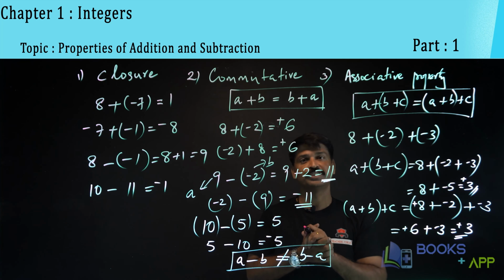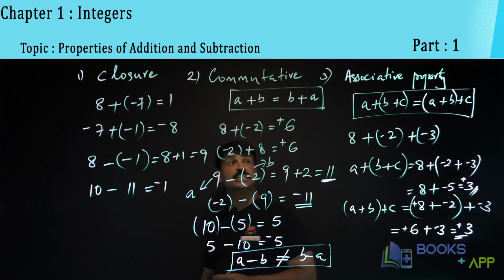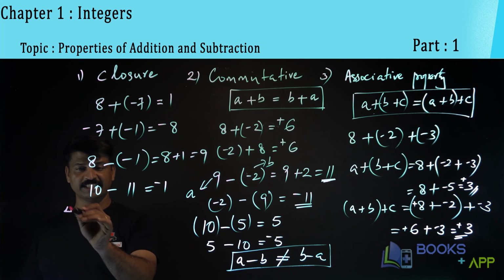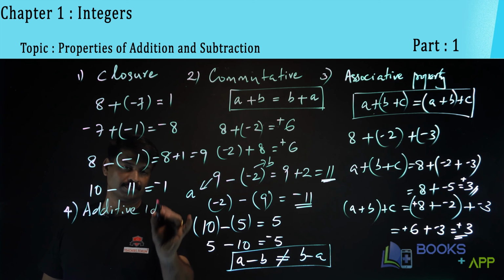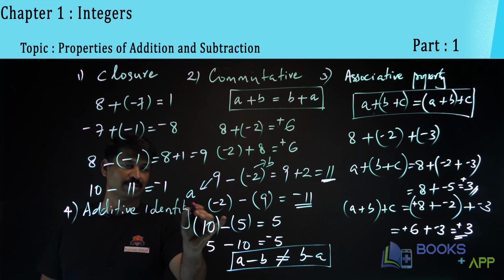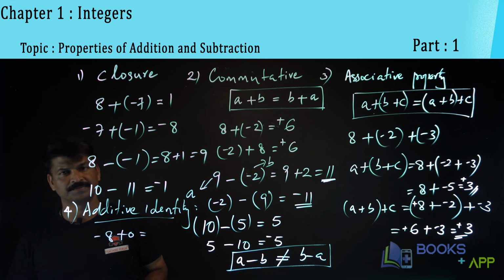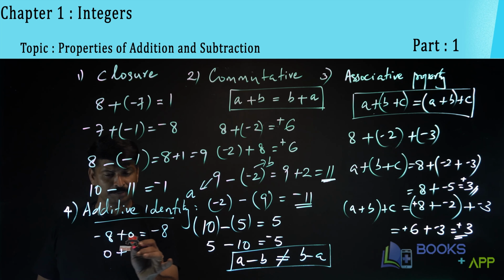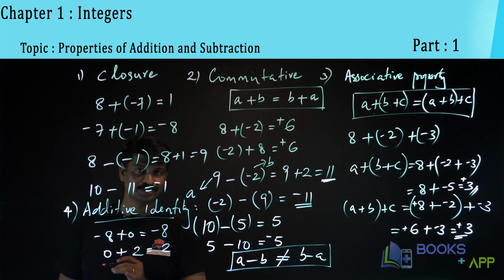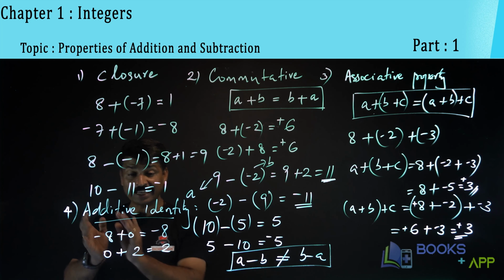So we have discussed closure property, commutative property, associative property. Now let us discuss additive identity, the fourth one. Say you tell me an integer. What do we get if we add 0 with minus 8? The answer is minus 8. If you add 0 with plus 2, what is the answer? Plus 2. If you add 0 with any integer, the answer will be the integer itself.